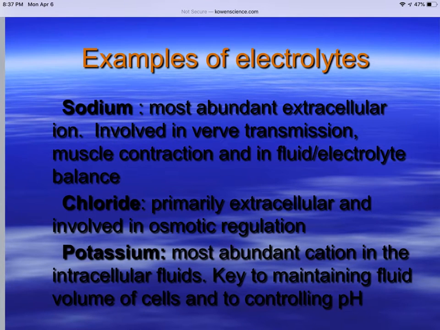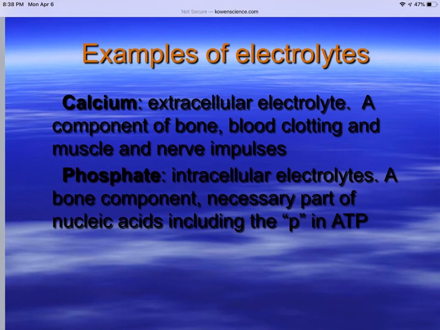Examples of electrolytes include sodium, chlorine, and potassium as big ones. Sodium is the most abundant, and it's used for nerve transmissions and muscle contractions. Chloride, or chlorine, is primarily an extracellular one that's used in osmotic regulation. Potassium is the most abundant cation in the intracellular fluids. It helps maintain the fluid volume of the cells and control the pH of the cells.